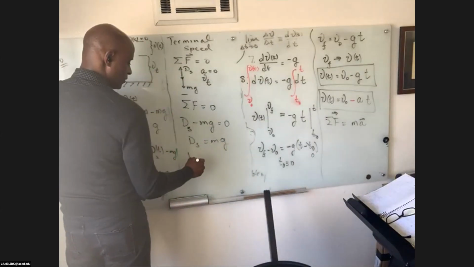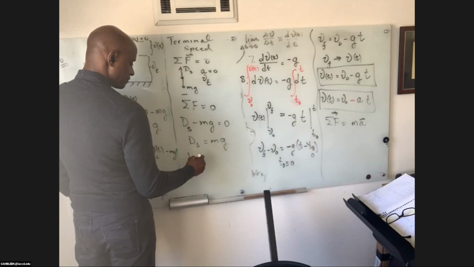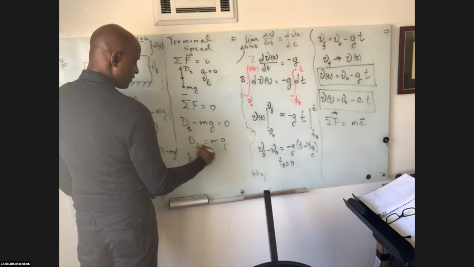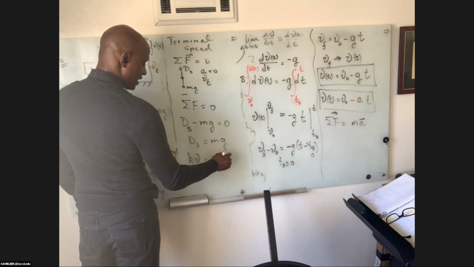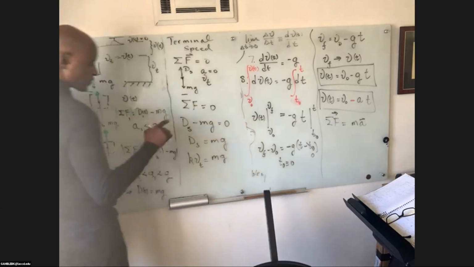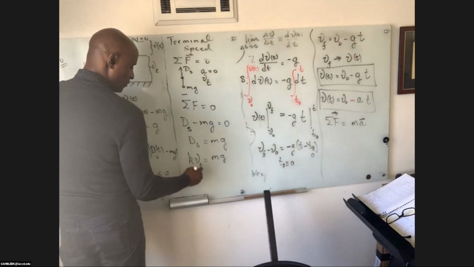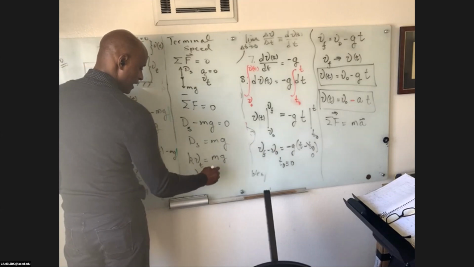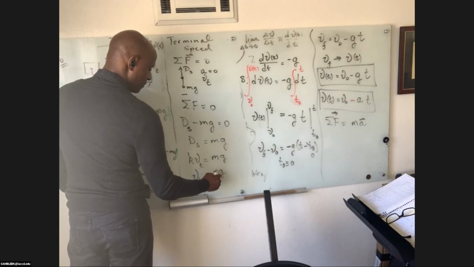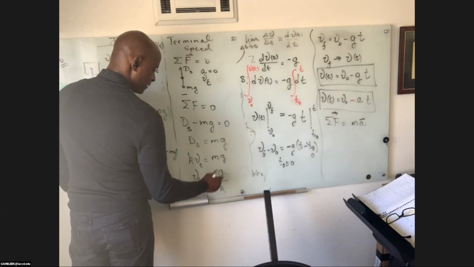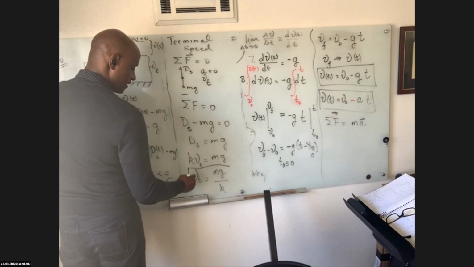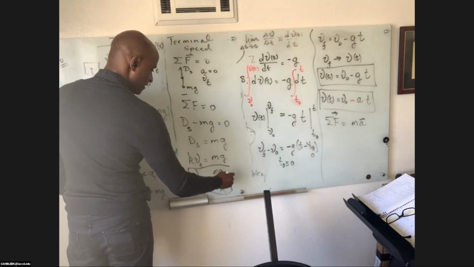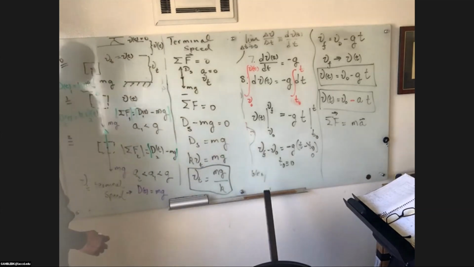So anyway, K times V is equal to mg, right? And that V is V sub t. So the terminal speed then would be equal to mg divided by K. There you go. So that would be the terminal speed.